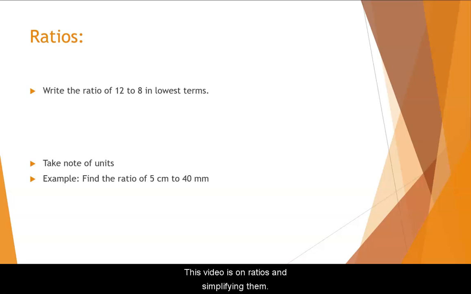This video is on ratios and simplifying them. Ratios of two numbers, the comparison of those two numbers. We frequently write them as fractions. Writing the ratio of 12 to 8 would just be 12 over 8. But to write it in lowest terms, we need to simplify that fraction.